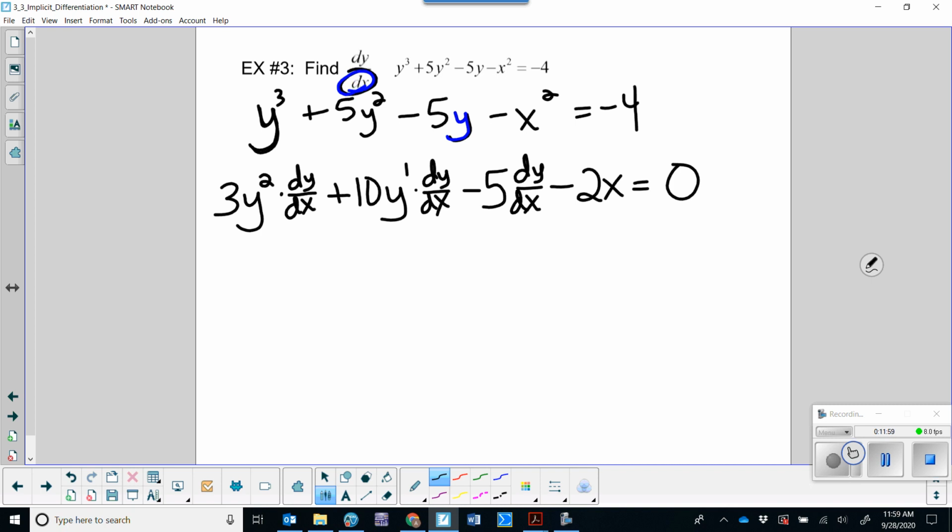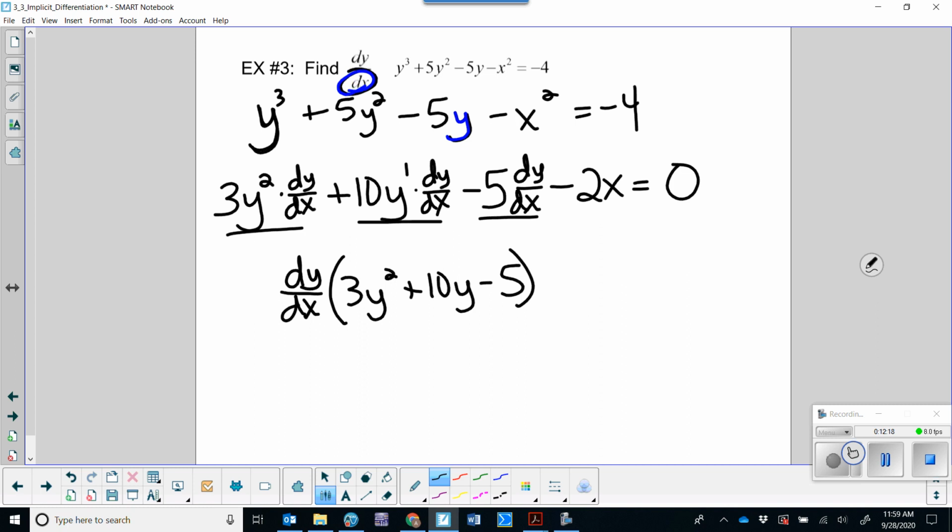So now on the left, I can put together my terms and I can factor out. So I'll show you what I mean by just doing it in one step. I know that these 3 terms all have a dy dx in them. So I'm going to factor out the dy dx and then just write what is left. And then go ahead and move the 2x to the right.